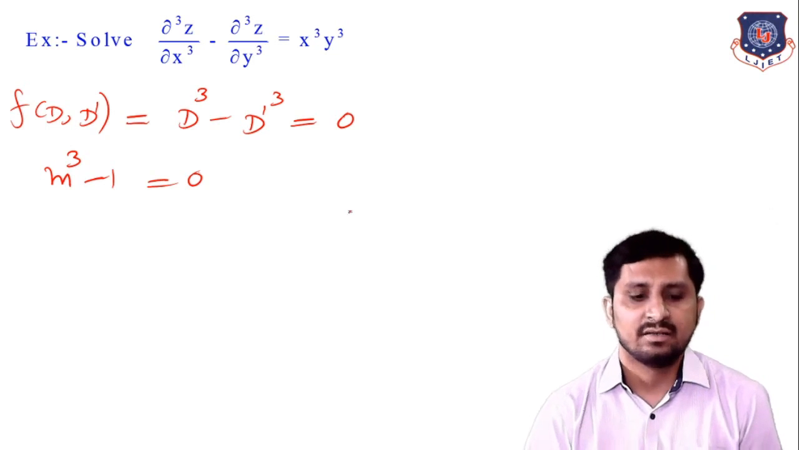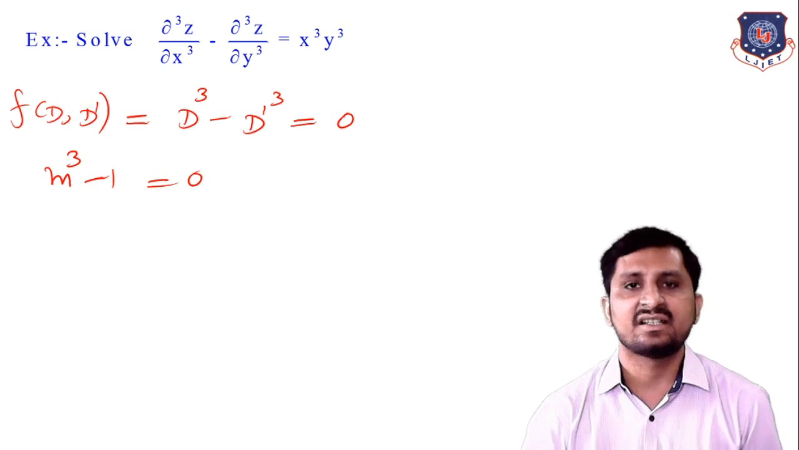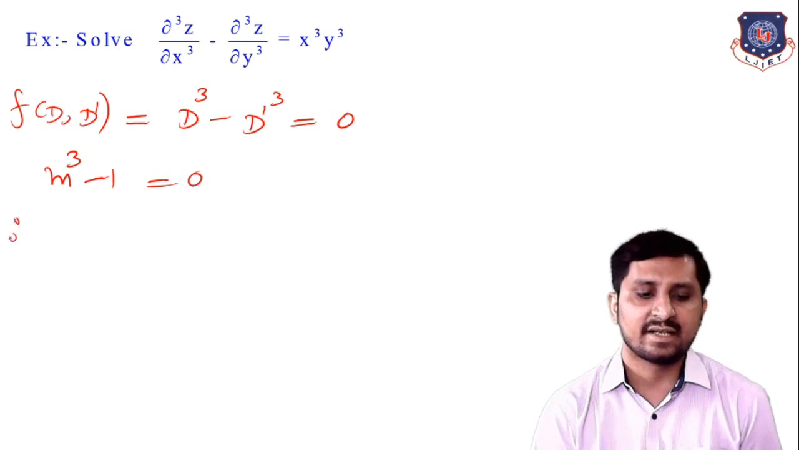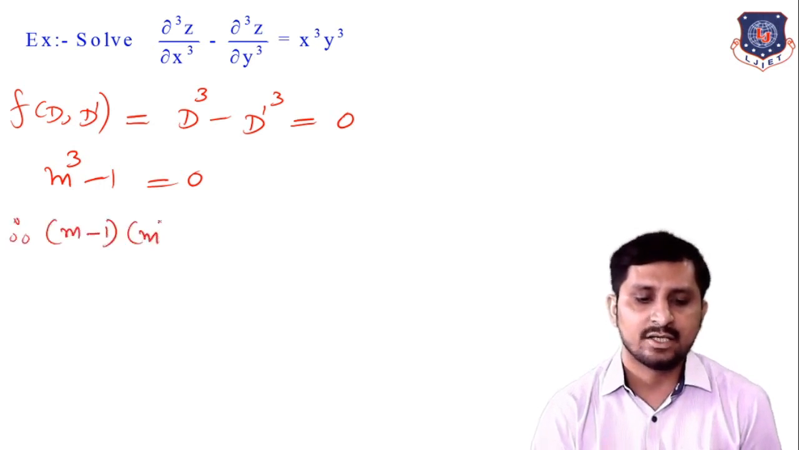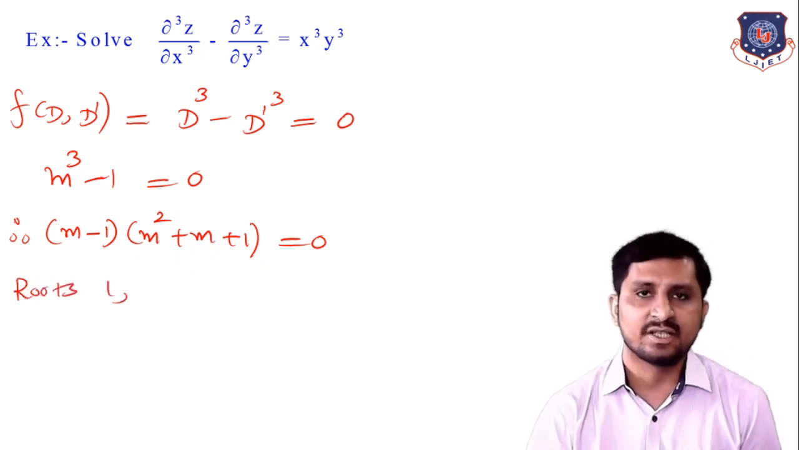Clear? And this is nothing but a cube minus b cube, and we know the factorization of a cube minus b cube is (a minus b) into (a square plus ab plus b square). So I can write m cube minus 1 in this form: (m minus 1) into (m square plus m plus 1) is equal to 0. So directly I can write one root is 1. From this m square plus m plus 1, I have complex roots.